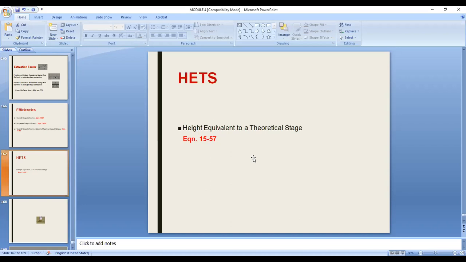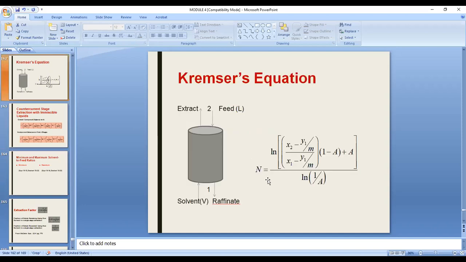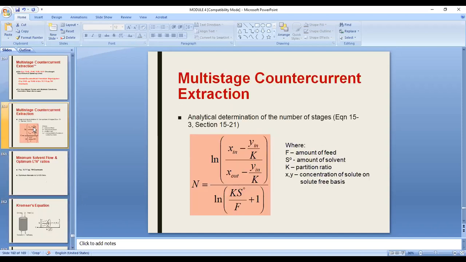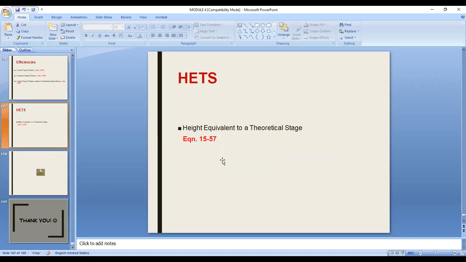So knowing the HETS allows you to solve for the height of your extraction tower if you already know the theoretical number of stages using the Kremser equation or using the equation that is found in the handbook. So this one, I'm referring to this or this. So getting the N there and multiplying it with the HETS for a packed extraction tower allows you to solve for the height of the tower.